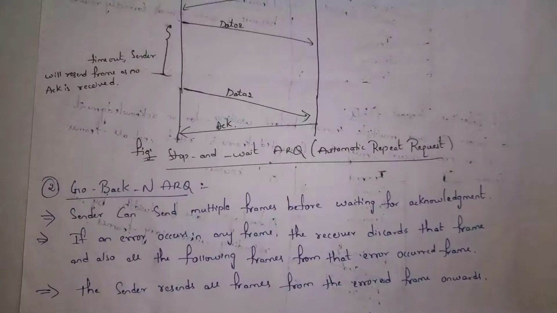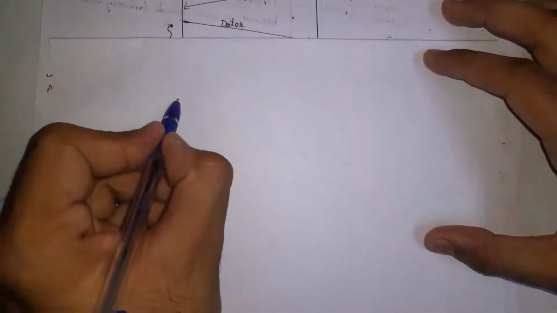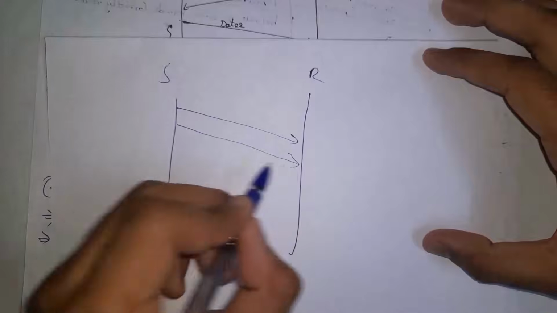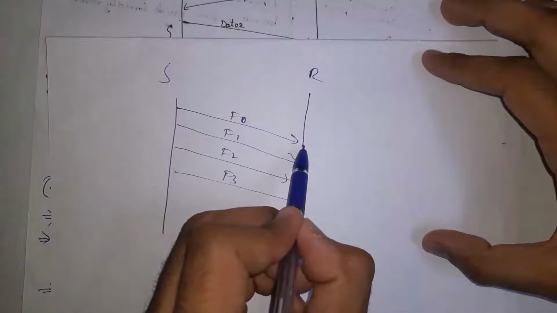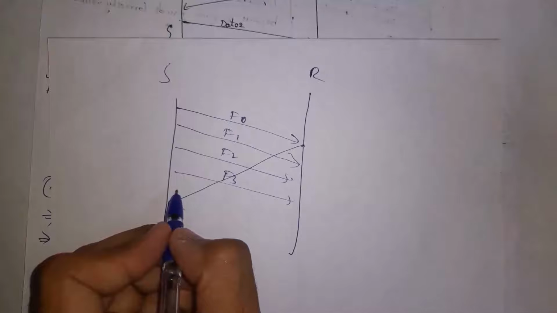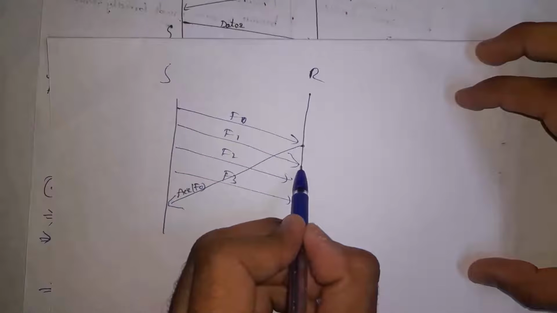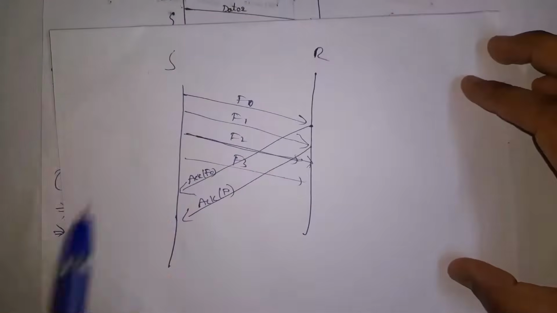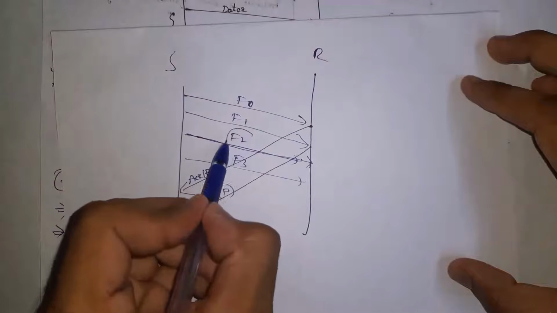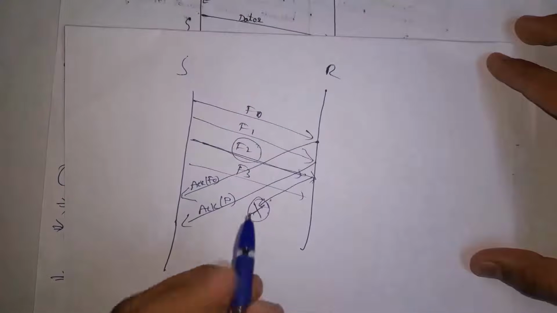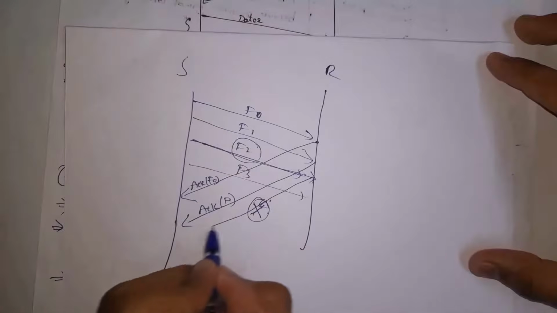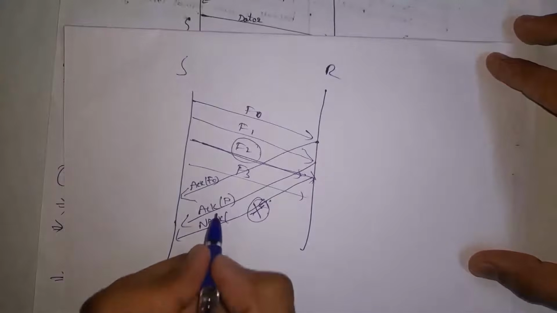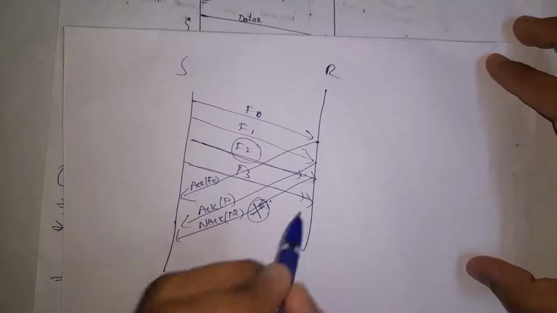I'll give one example. In Go-Back-N ARQ, sender can send multiple frames at a time. For example, sender will send 4 frames at a time. Receiver successfully received frame 0. So receiver will send acknowledgement for frame 0. Similarly, receiver successfully received frame 1. So receiver will send acknowledgement for frame 1. Receiver received frame 2, but this frame 2 contains errors. As there are errors, receiver will send negative acknowledgement for frame 2, where NAK stands for negative acknowledgement.